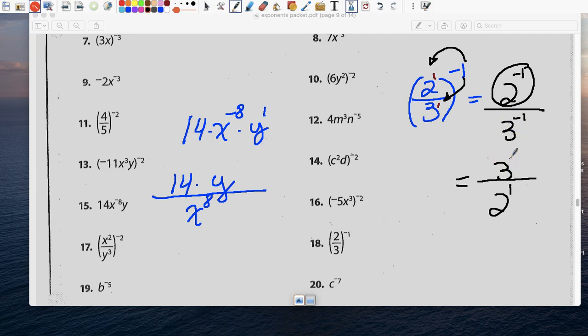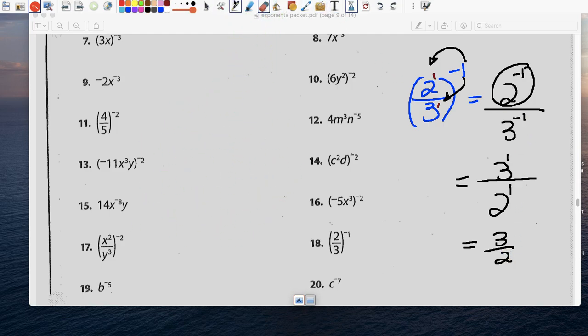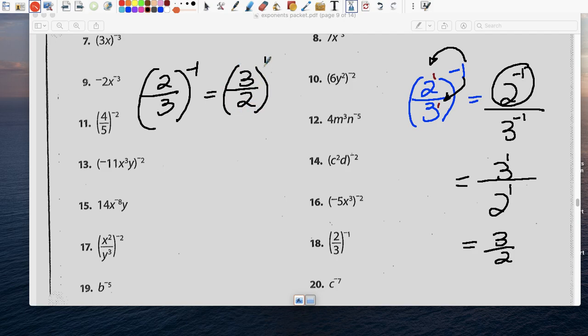To the numerator with the exponent of 1. So my final answer is 3 to the 2nd power. Now, the quick, or more direct way of doing that, remember, when it's a fraction, you can just use the reciprocal, 3 over 2, and make the negative into a positive exponent. So let me give you an example.